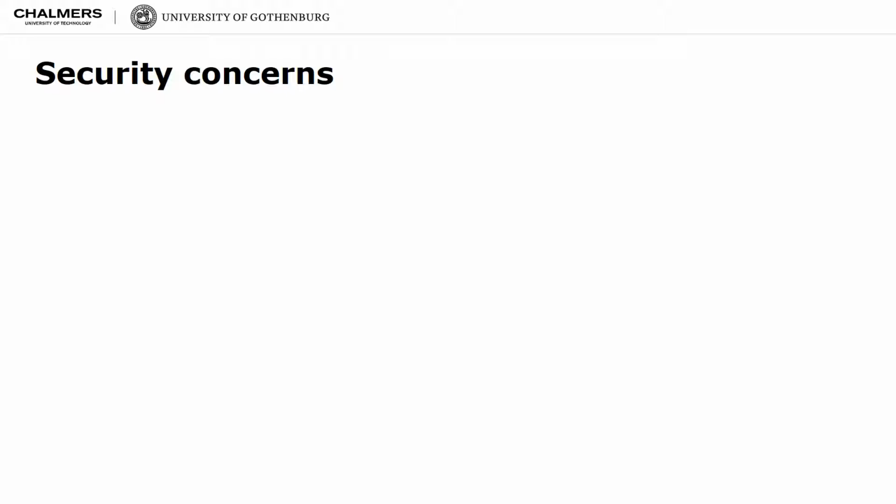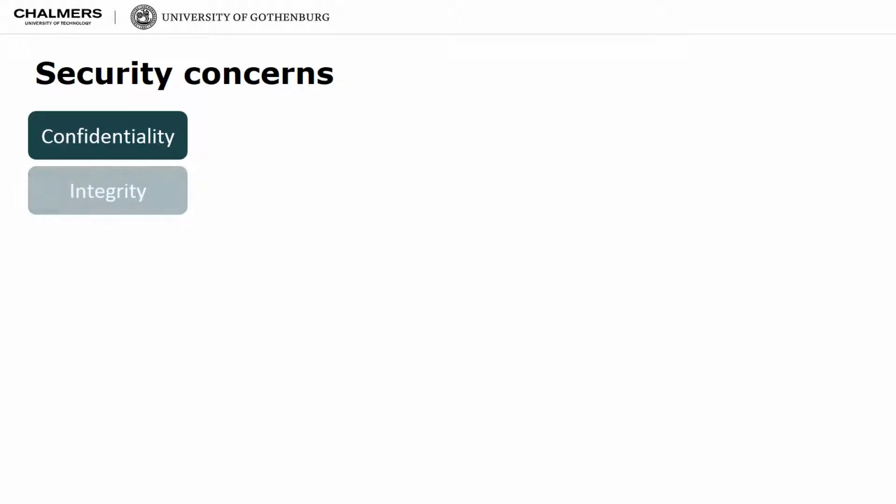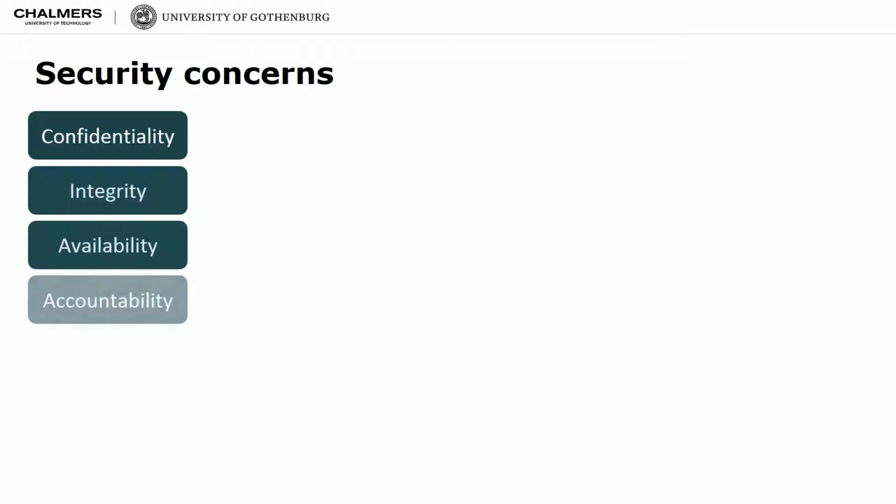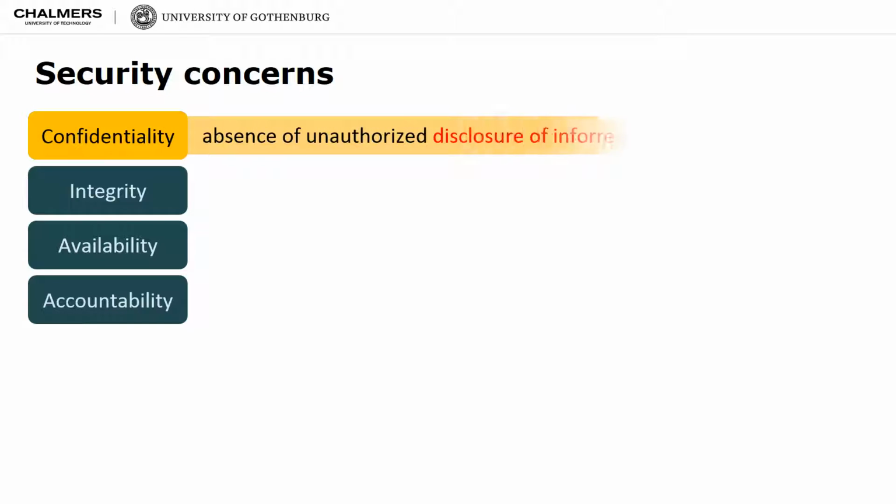Security can be categorized into four concerns, which are confidentiality, integrity, availability, and accountability. And in the next few slides, we will cover these concerns one by one, starting with the concern of confidentiality, which refers to the absence of unauthorized disclosure of information to a third party.